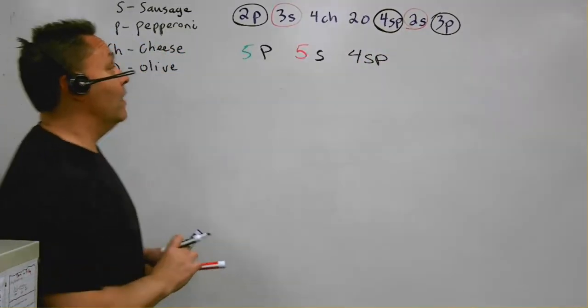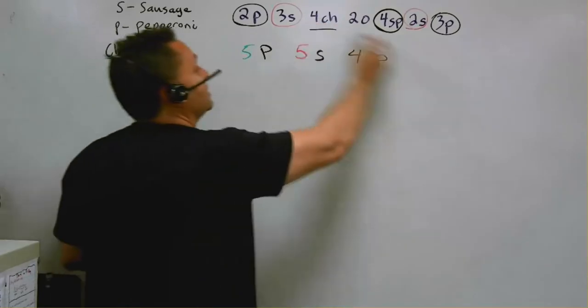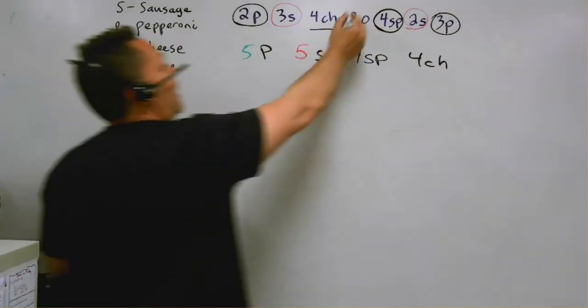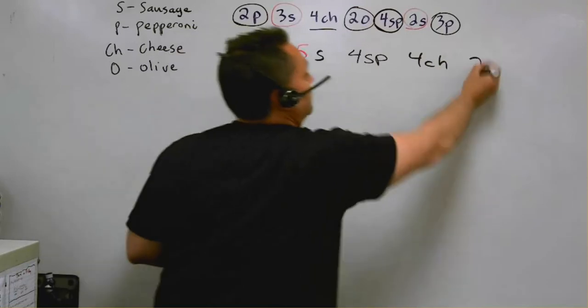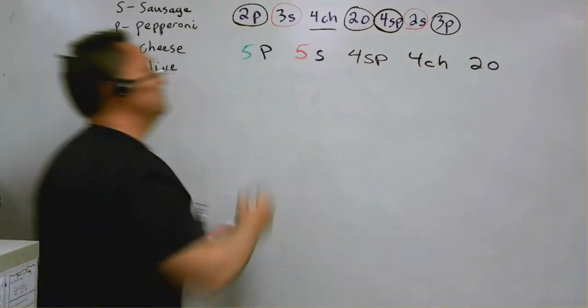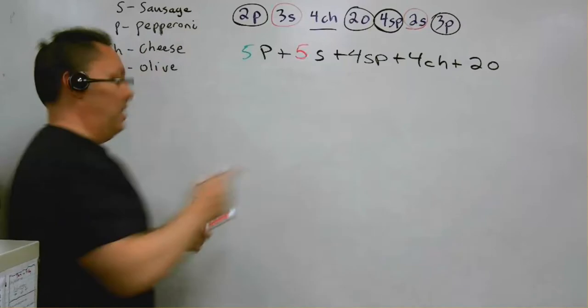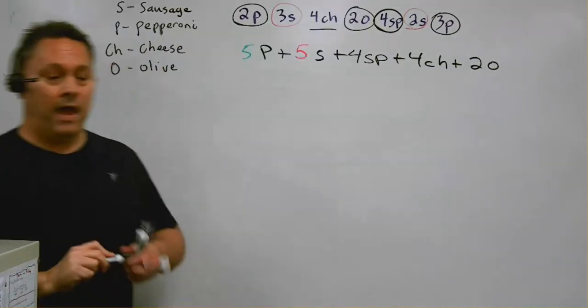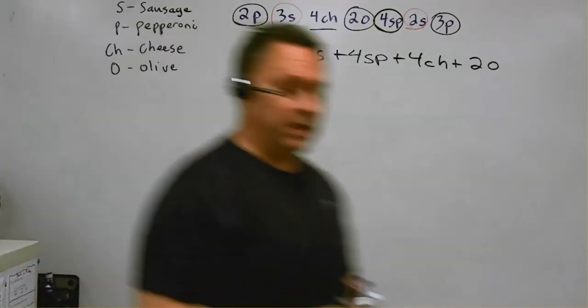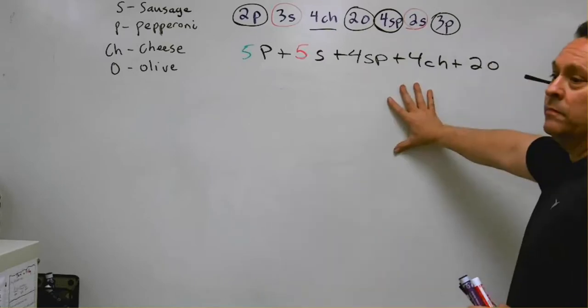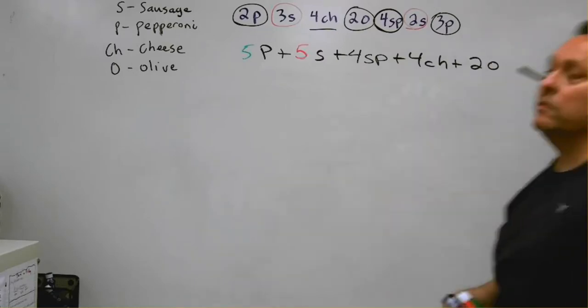Okay. I also have 4 cheeses right here. And that's not like any of these. And I have 2 of these olive pizzas on the end here. Basically, what I have is an expression right here when I combine like terms in math. And I used it with pizza. Okay. So that's what we've got right there. All right. Now that we're taking care of that, does anybody have any questions?